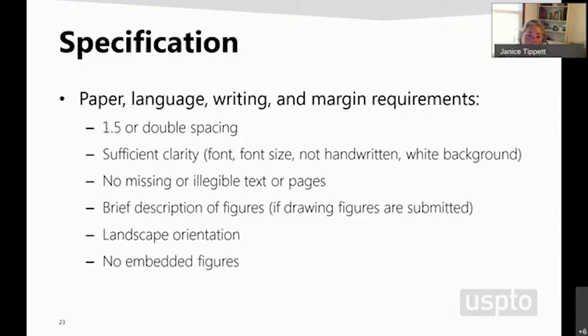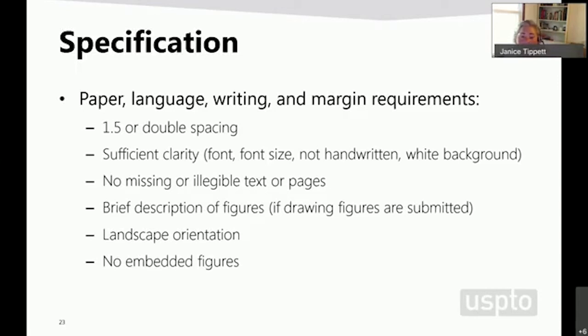Okay. Specification has to have certain requirements here. Needs to have either 1.5 or double spacing. Needs to have sufficient clarity so that we can read it and so that we can scan it into our systems and OCR it. It cannot have missing or illegible text or pages. So if you are copying your specification and you leave a sticky note on one of the pages, then that's going to require correction. It needs to have a brief description of the figures. If you have drawings for your application, then it needs to have a brief description of each of those figures.